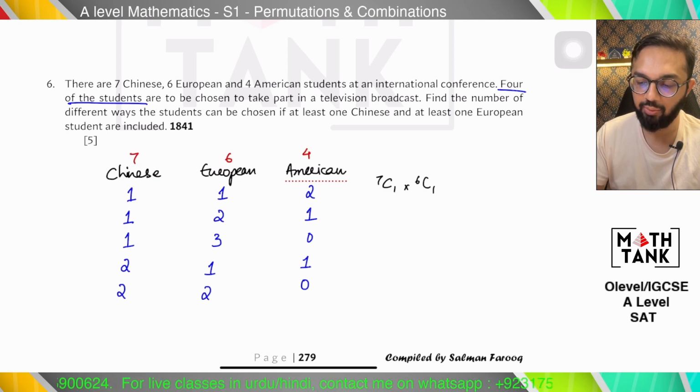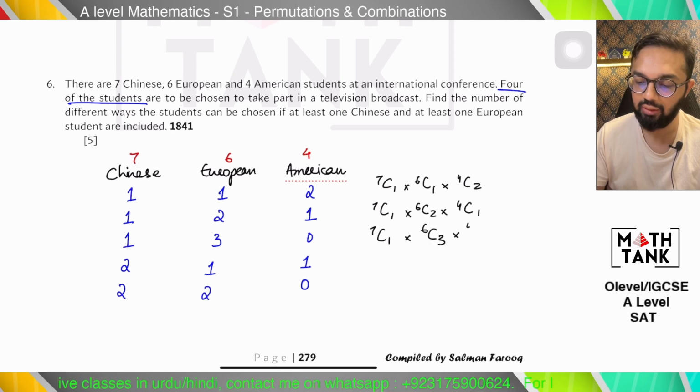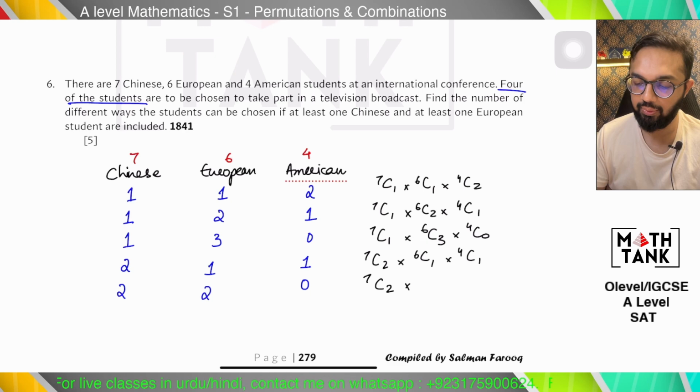7C1 into 6C1 into 4C2. 7C1 into 6C2 into 4C1. 7C1 into 6C3 into 4C0. 7C2 into 6C1 into 4C1. 7C2 into 6C2 into 4C0.